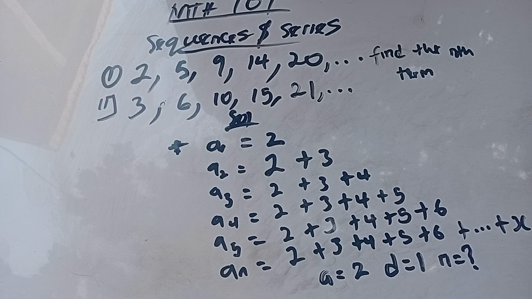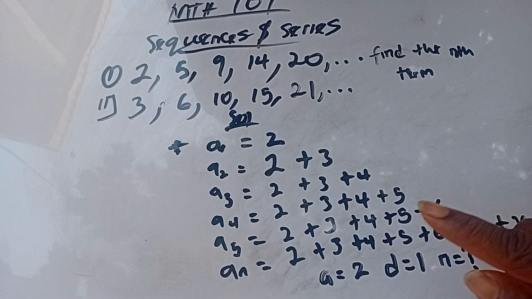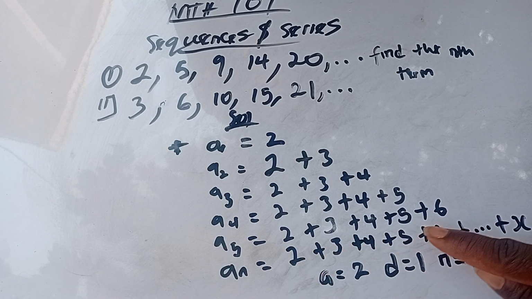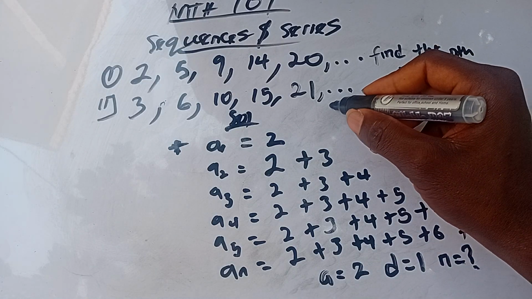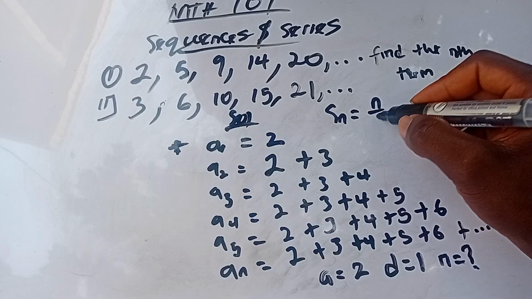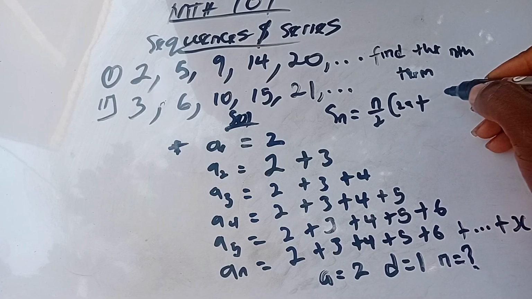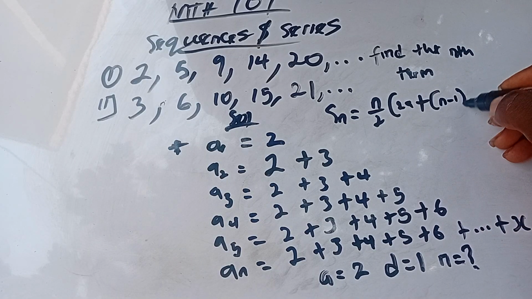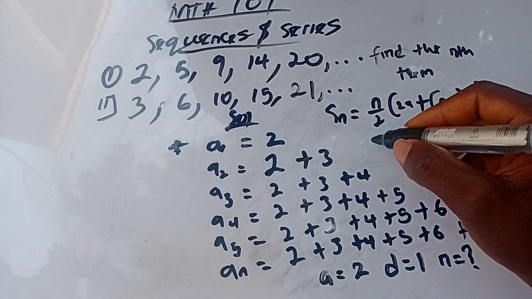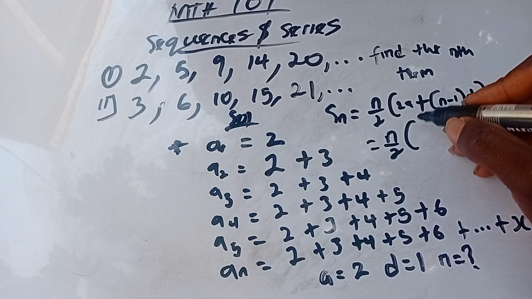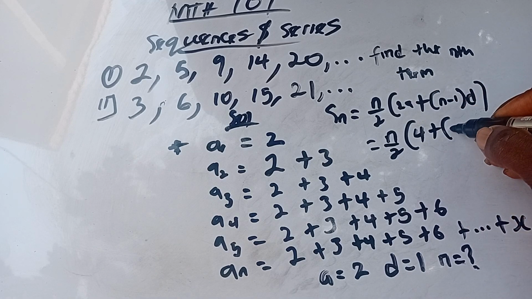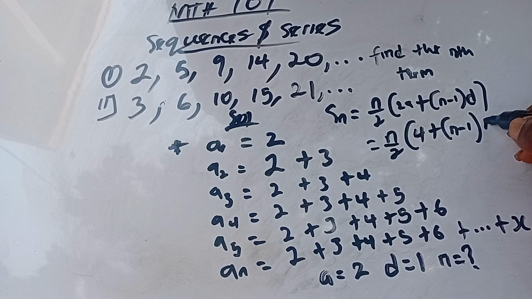Now, if we want to find our nth term, we are not going to use Tn. We are going to use Sn, the sum of an AP. Why are we using Sn instead of Tn? Because this plus this is a summation, this is a series. So Sn equals n over 2 into 2a plus n minus 1 into d. What's our a? 2. 2 times 2 is 4, plus n minus 1 into d. Our d is 1.